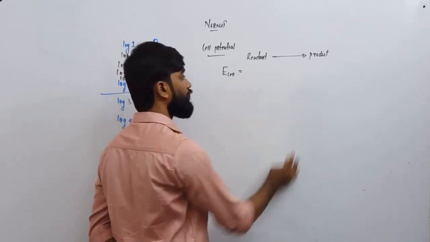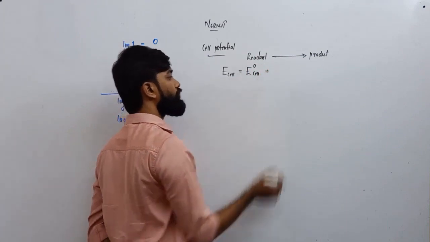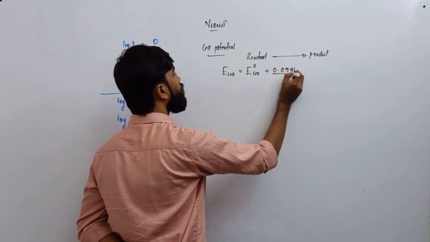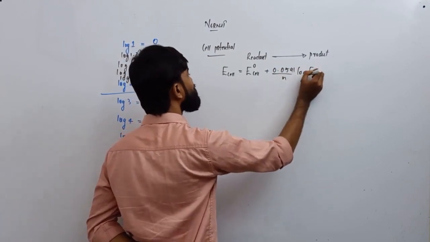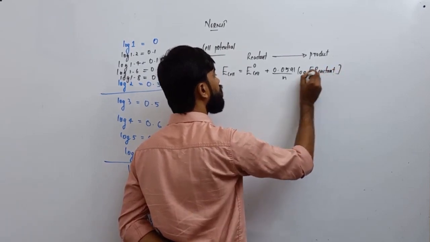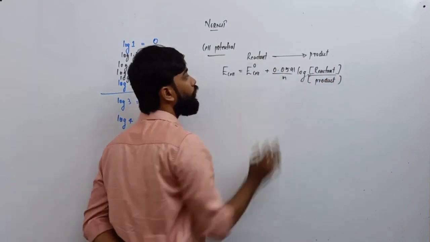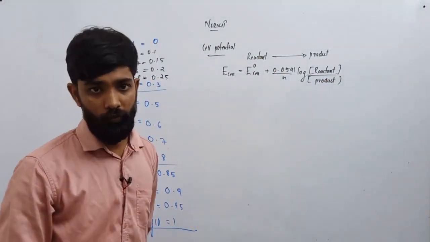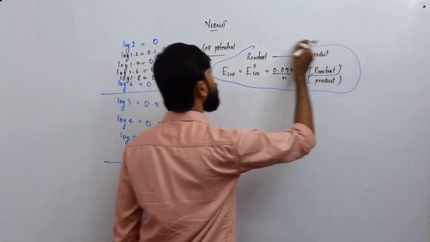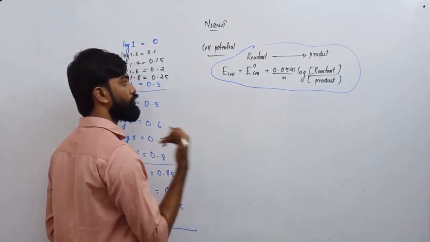Cell potential for this cell reaction will be E cell is equal to, just like the previous case, E0 cell plus 0.0591 by n, log the concentration of reactant to the concentration of product. So the ratio still remains the same, just like your expression for electrode potential. Okay, so this is a general expression for cell potential.